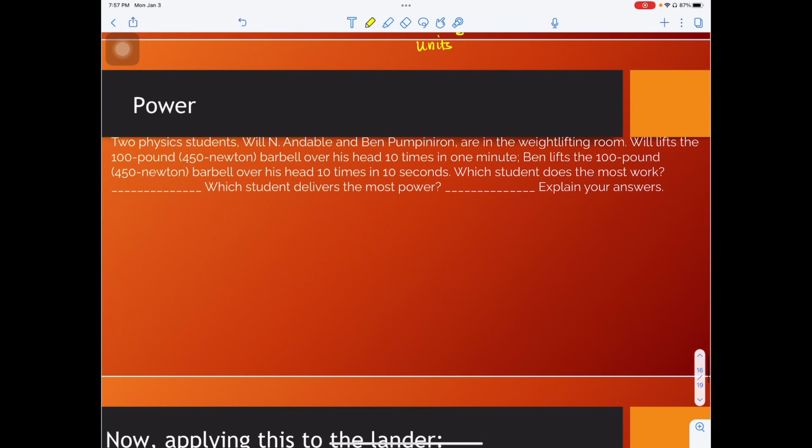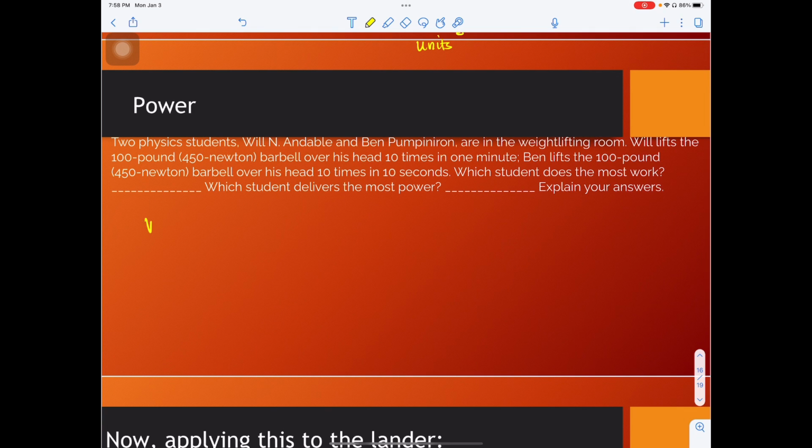So let's do a quick example. Two physics students, Will and Ben, are pumping iron in the weightlifting room. Will lifts the 100-pound or 450 Newton barbell over his head 10 times in 1 minute. Ben lifts the 100-pound or 450 Newton barbell over his head 10 times in 10 seconds. Which student does the most work?